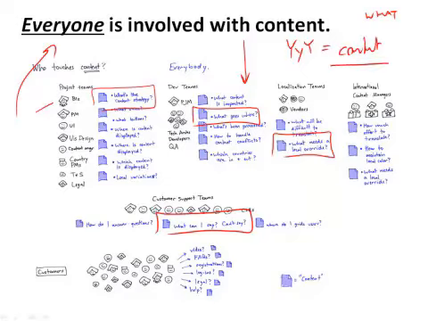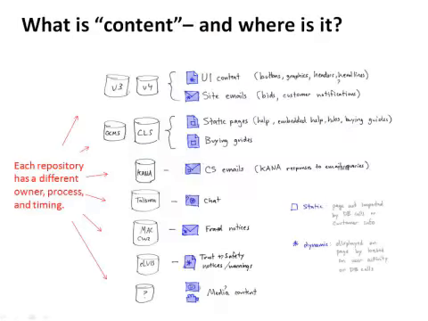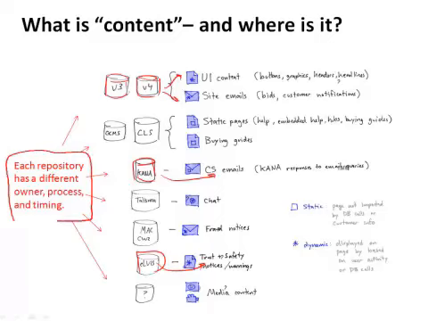And if content isn't being delivered well, the company's in problem. Where is this content and what is it? It resides in multiple different databases. Each one of those databases has different types of content. The problem is each one of these databases or repositories has a different owner, a different process, and different timing.